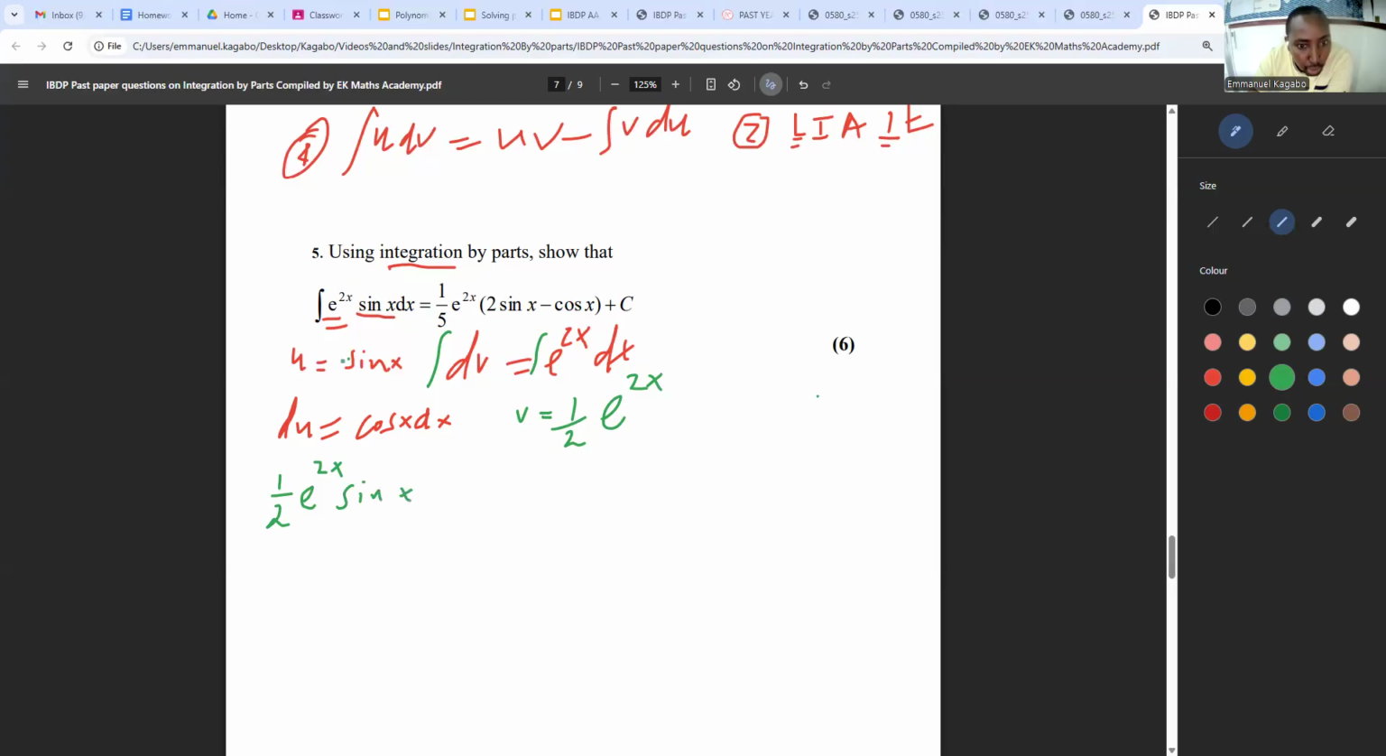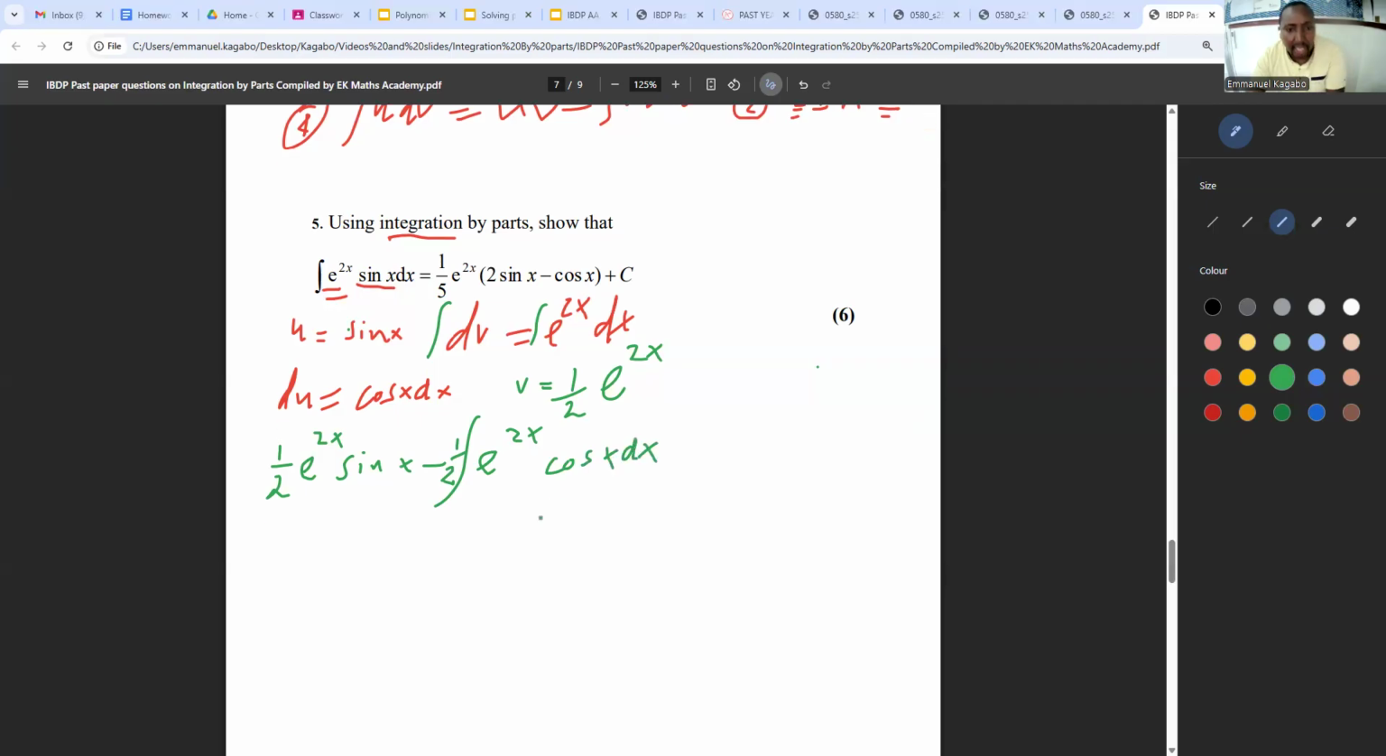That is my uv minus integration of. This is a half, right? So I can even write it here, there's no problem. That's a half, because if you check, it's v. V is this one, so it has a half. So e power 2x, then du, which is cos x dx. Okay, very good.